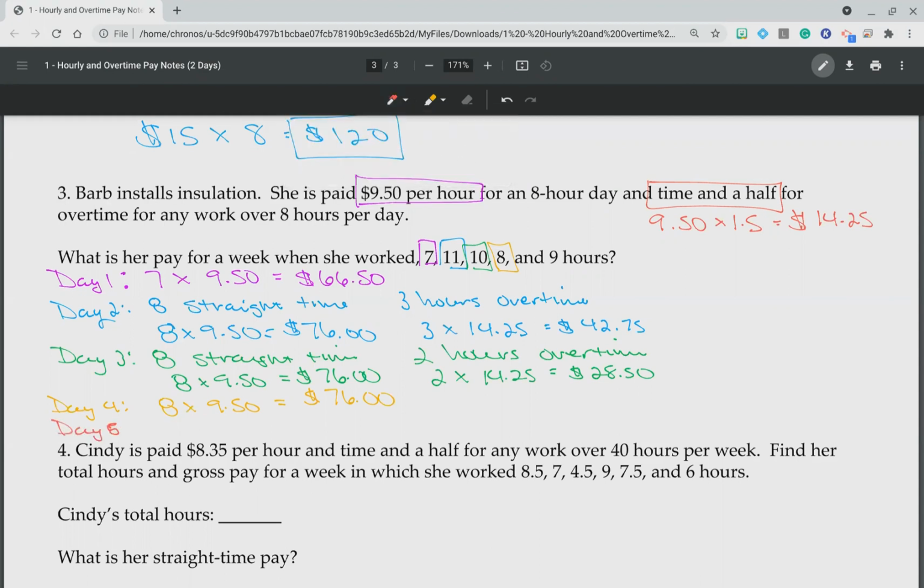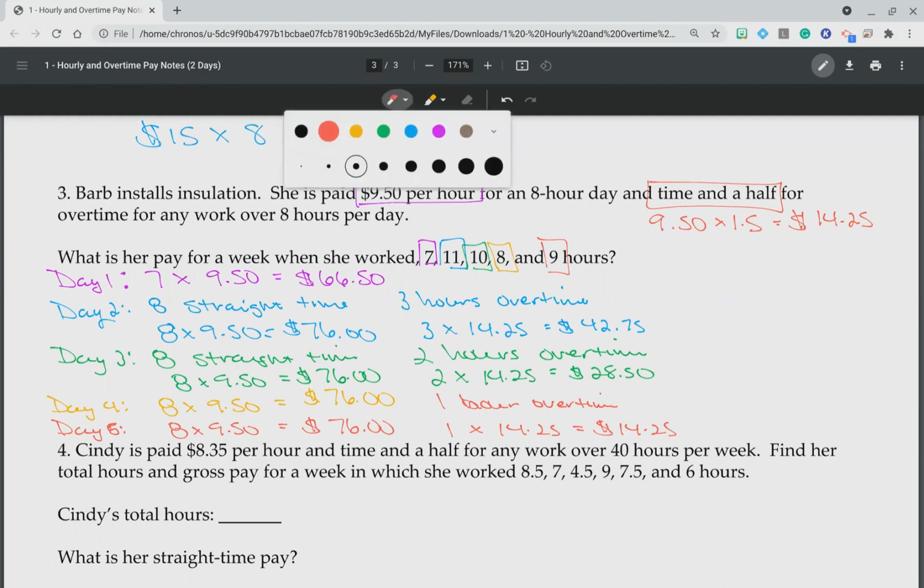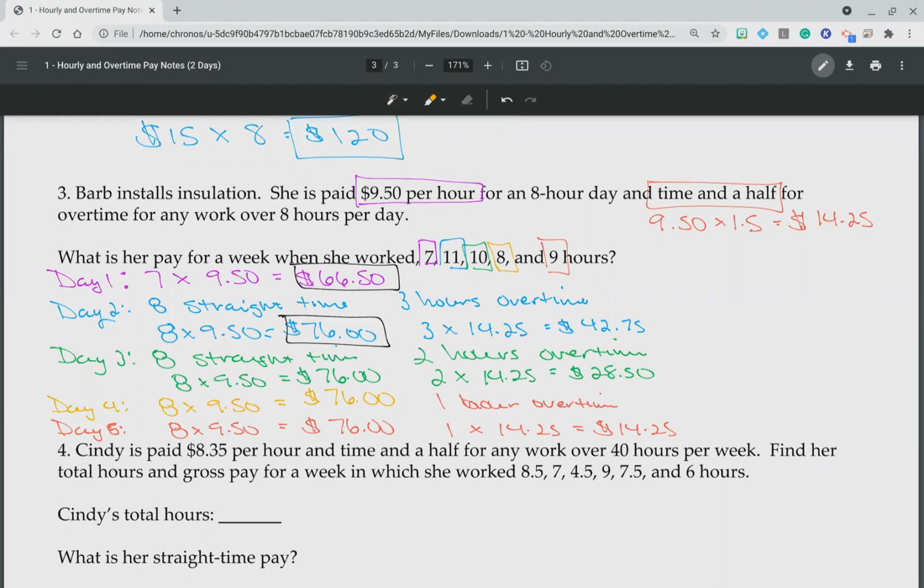And then day 5, she worked 9 hours. So that's going to be 8 hours regular pay. And then she had 1 hour overtime. So that's going to be 1 times $14.25, which is $14.25. So to find her total pay, we're going to take all of these values, all of her straight pay and her overtime pay, and add them all together.